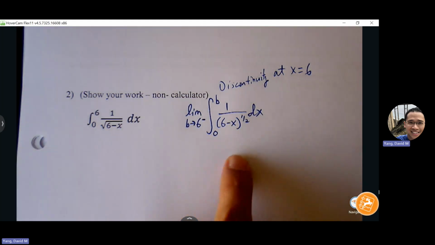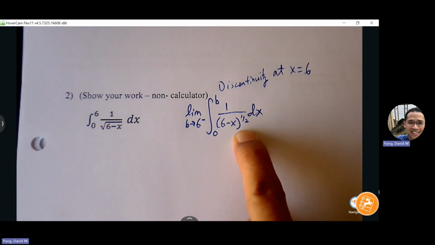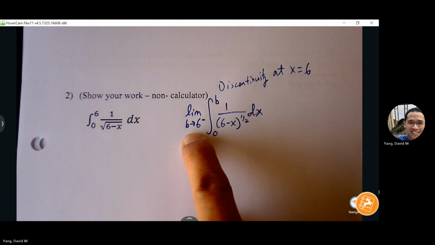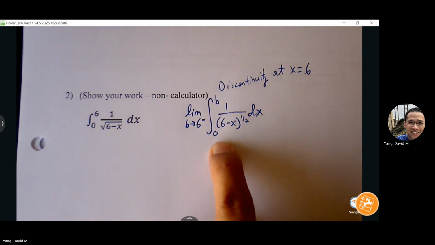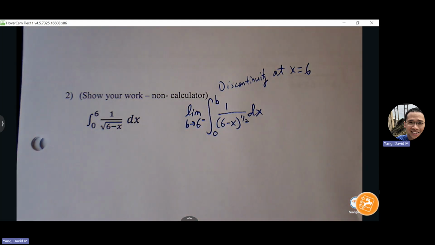In this case, looks like we have to use substitution, right? Get it ready for power rule. Once you take the antiderivative, then you can evaluate your bounds, plugging in the b, then the 0, and then you just have to look at things carefully. And if I can plug in 6 into my antiderivative, then see what that gives me.